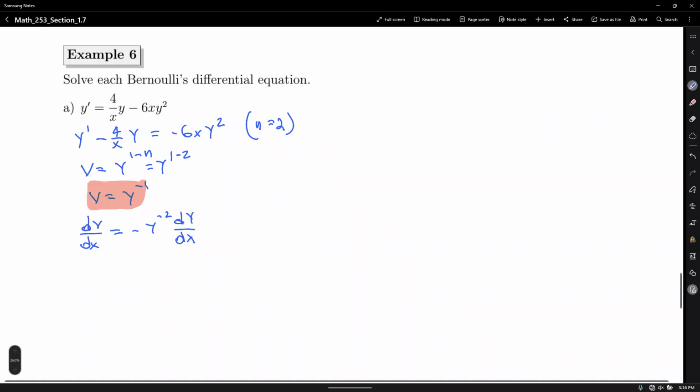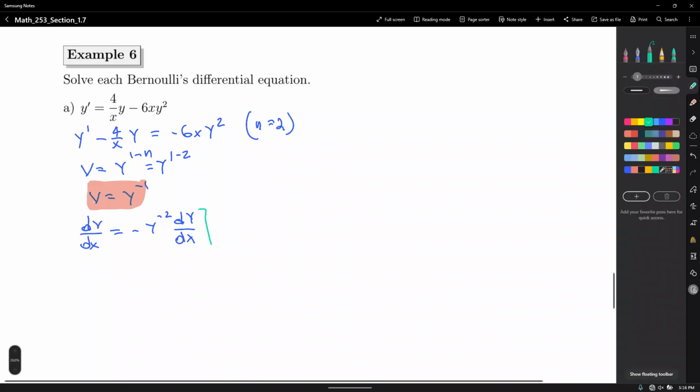Then I'm going to solve for dy dx by multiplying both sides by negative y squared. That's going to leave us with dy dx equals negative y squared dv dx. So let's do the substitution. I'm going to substitute the y prime, which is our dy dx, with negative y squared dv dx.